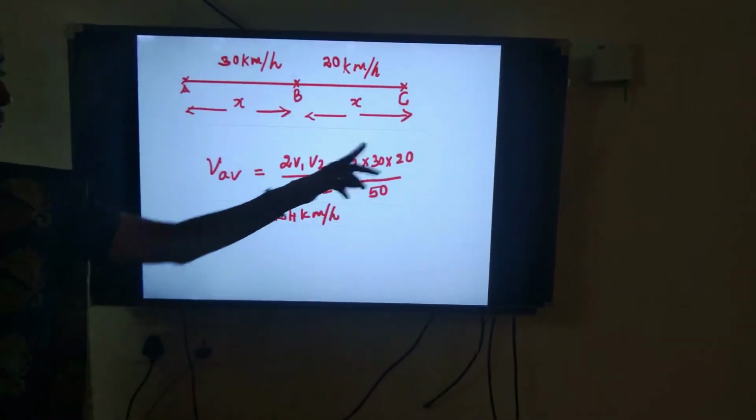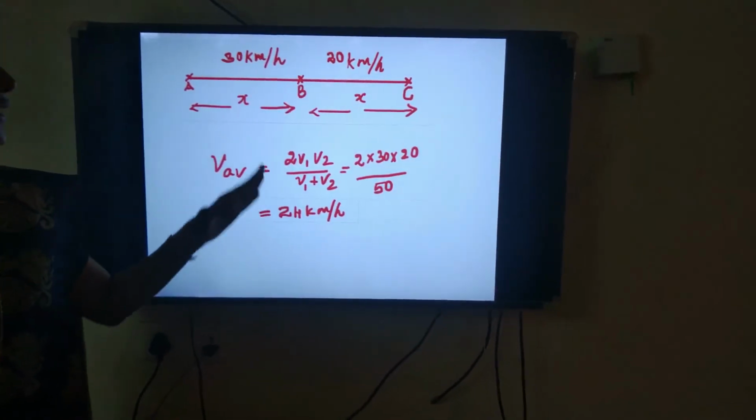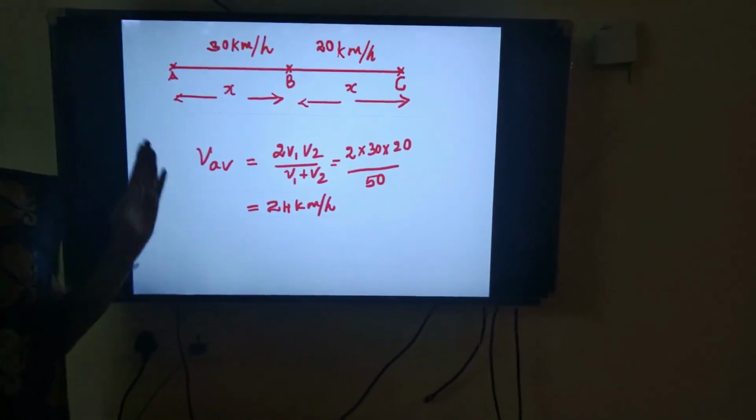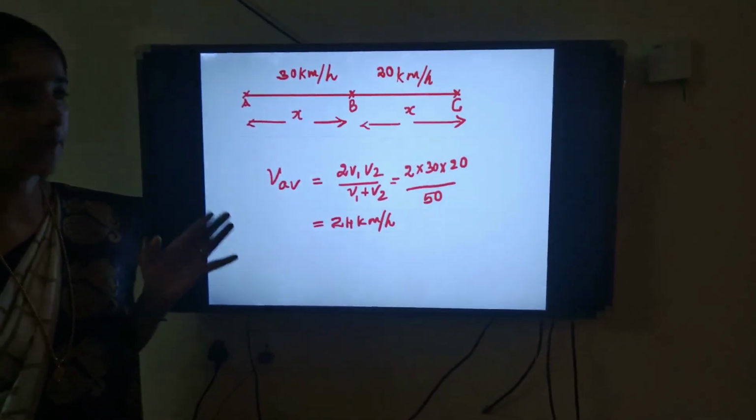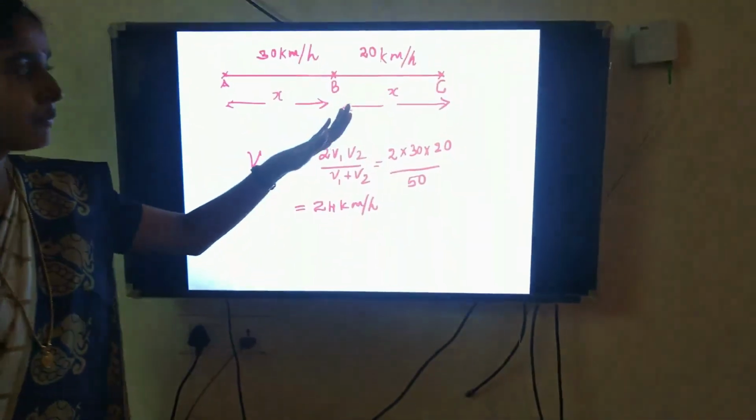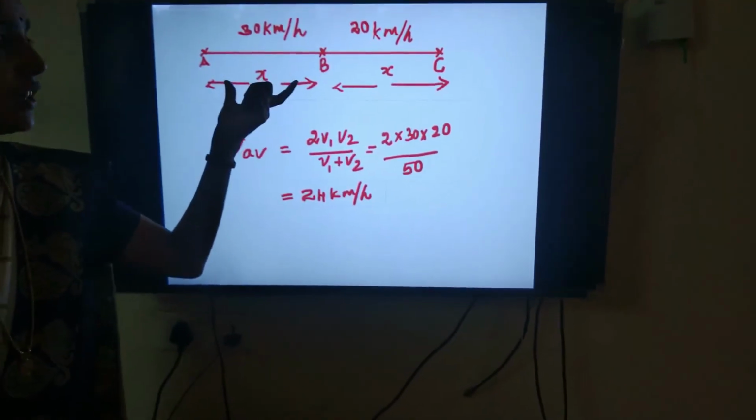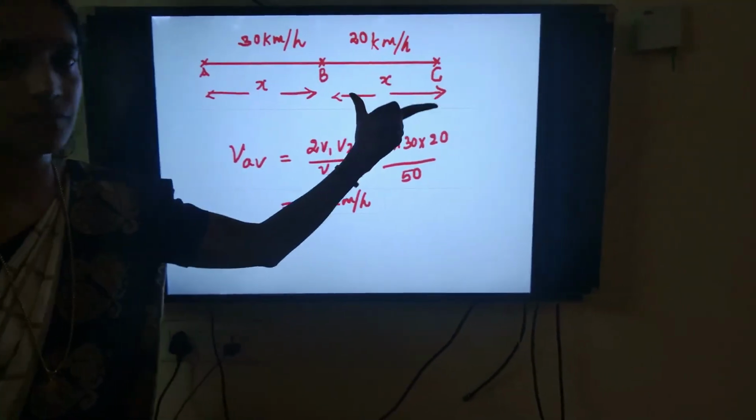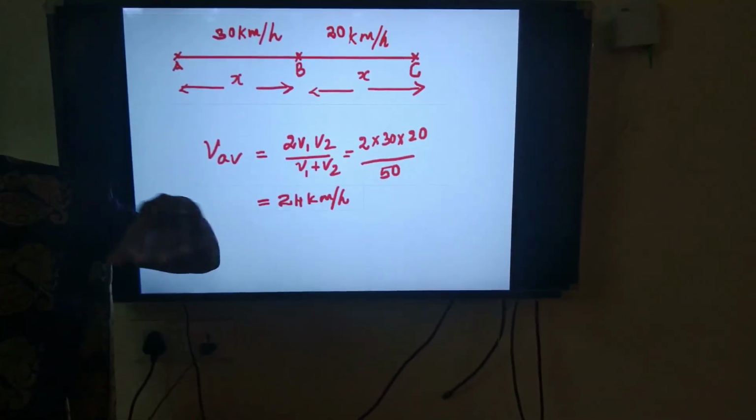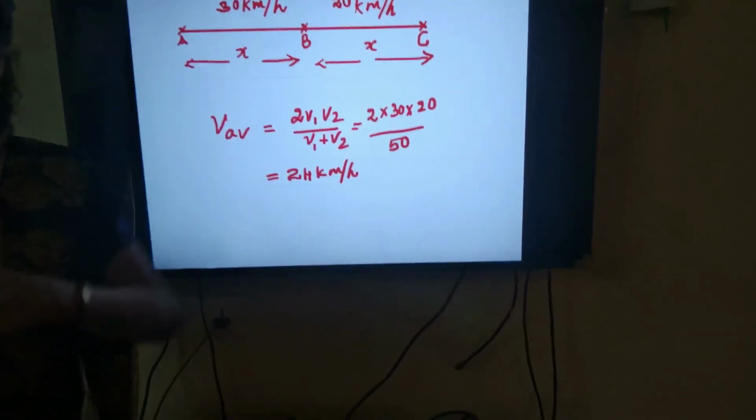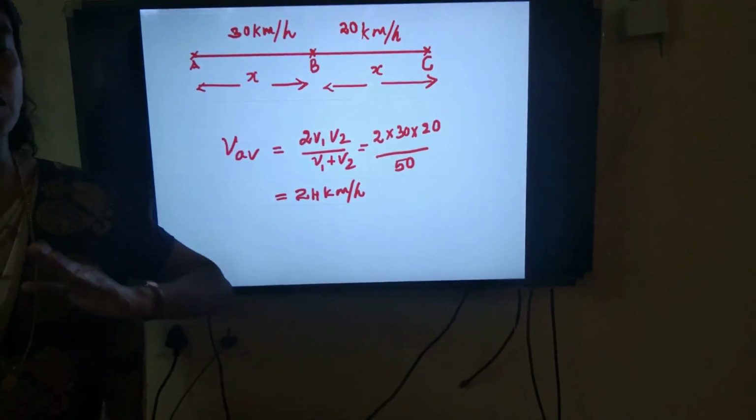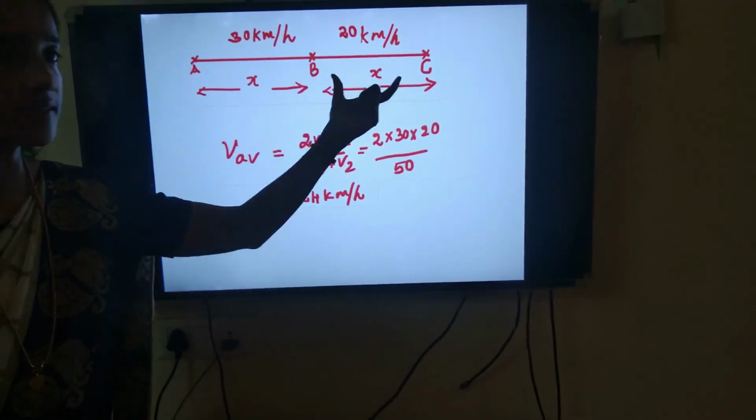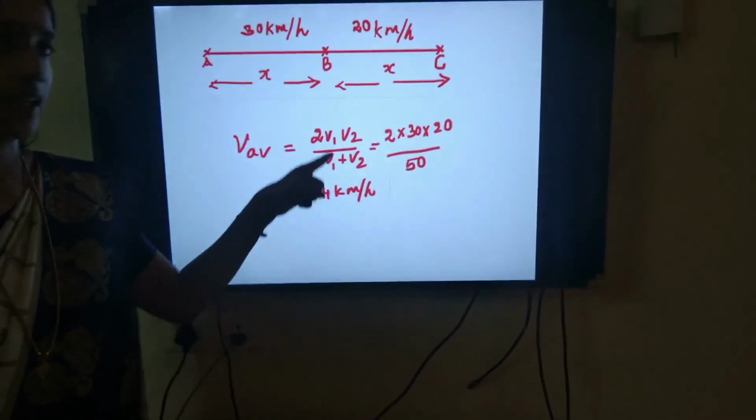When you simplify, you will get 24 km per hour. You don't need to go for that long step, total distance traveled by total time. But remember, we apply this if the question says the first half distance and second half distance, or the question says a person is going to school and then returning in the evening. That means the distance between the school and the home is fixed, that is equal. So if distances are equal, then we get this equation.